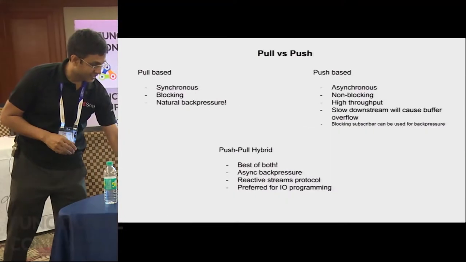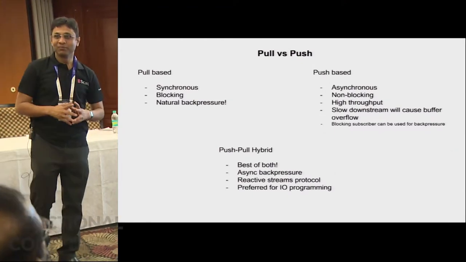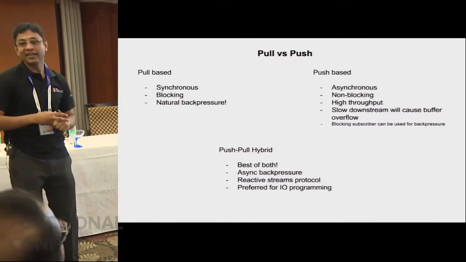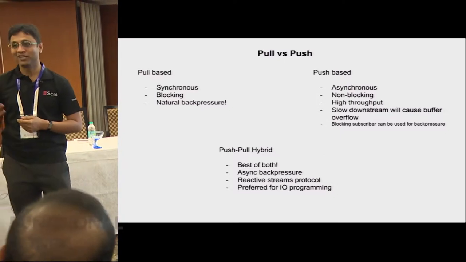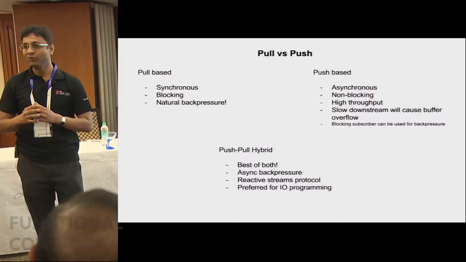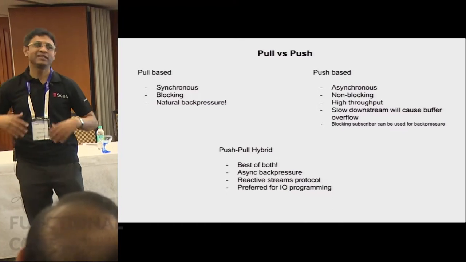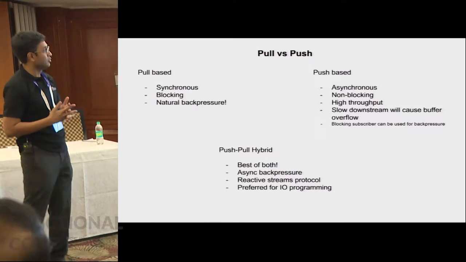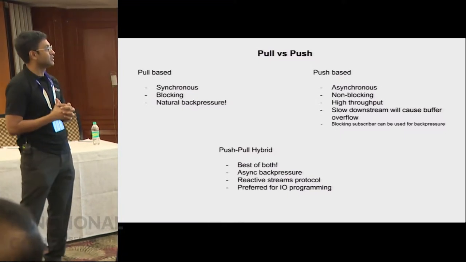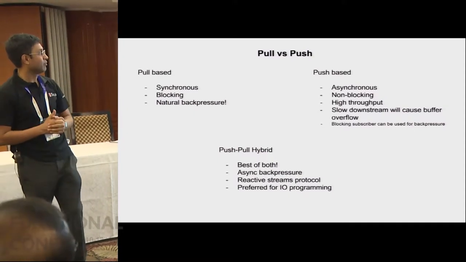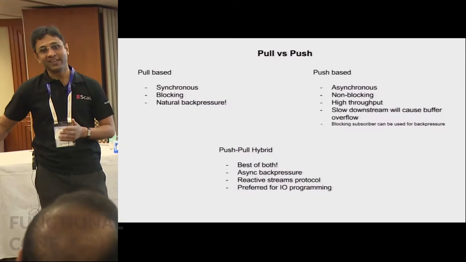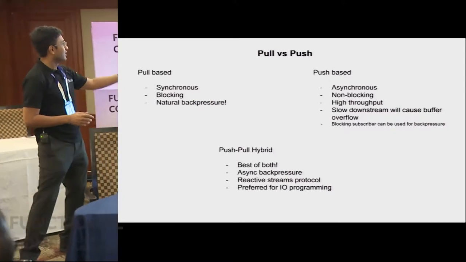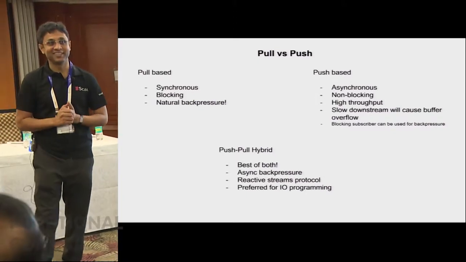Okay, so let's move on. I think this is just like a summary, pull versus push. Pull-based is synchronous, it's blocking, and there is a natural back pressure, because unless I process my element, I don't ask for the next. You can be innovative and do it concurrently in threads, but that is still blocking, right? Push-based is asynchronous. It is non-blocking. It's high throughput. But a slow downstream will cause a buffer overflow. But in the fine print, we say then use blocking subscribers. If all the subscribers are blocking, then you get back pressure. But you also lose a lot of the benefits of high throughput. And then the hybrid model, it's the best of both worlds in a way. So that's the summary.